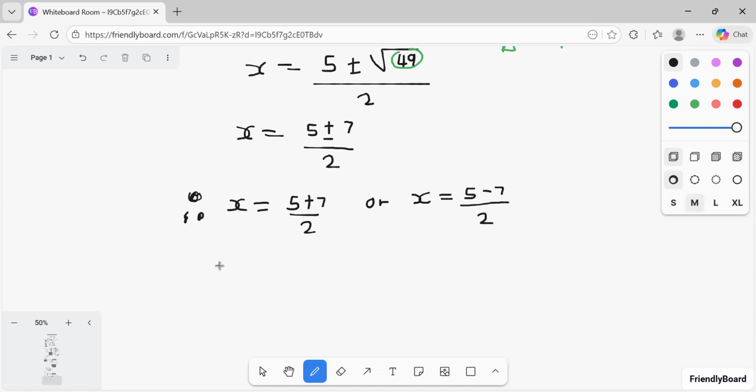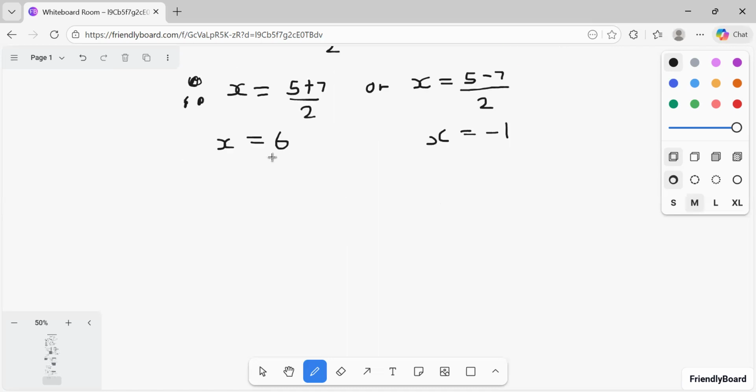So what is going to be my x equal to? Here my x is going to be equal to 6. Then here, what is my x going to be equal to? My x is going to be equal to a negative 1. So are the roots equal? No, the roots are not equal. Okay, so I've found out that my roots are unequal.